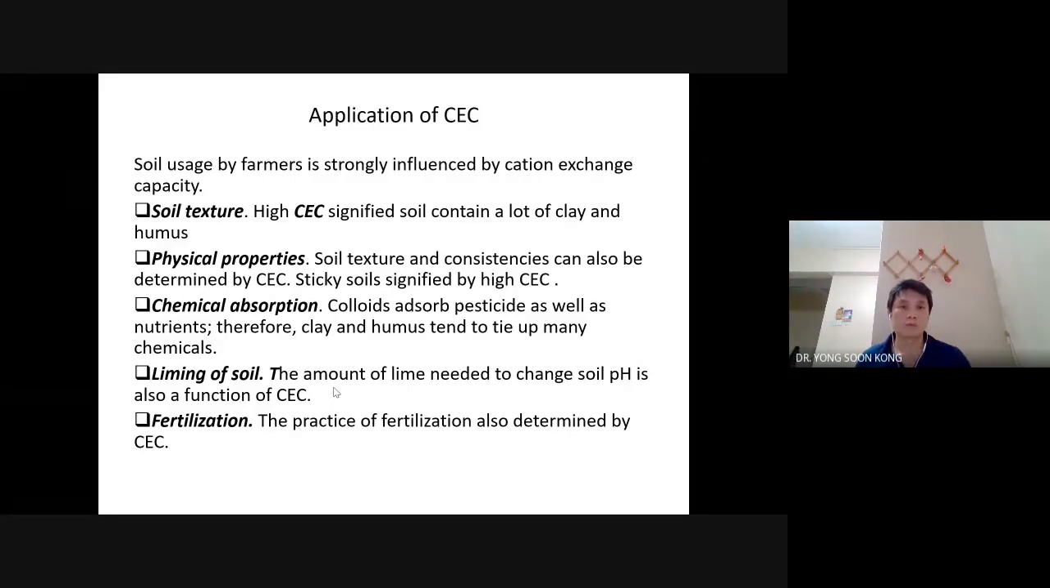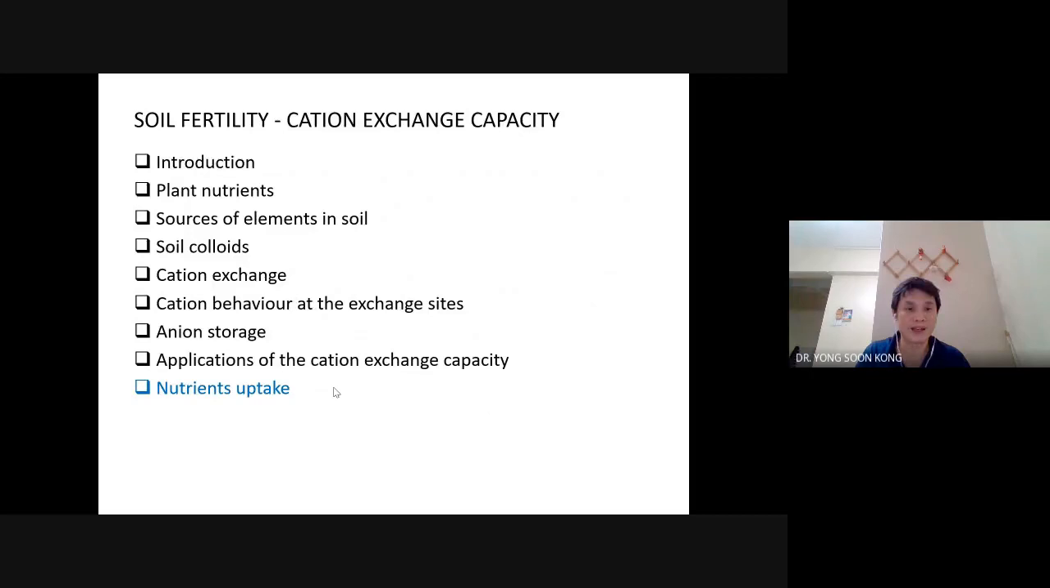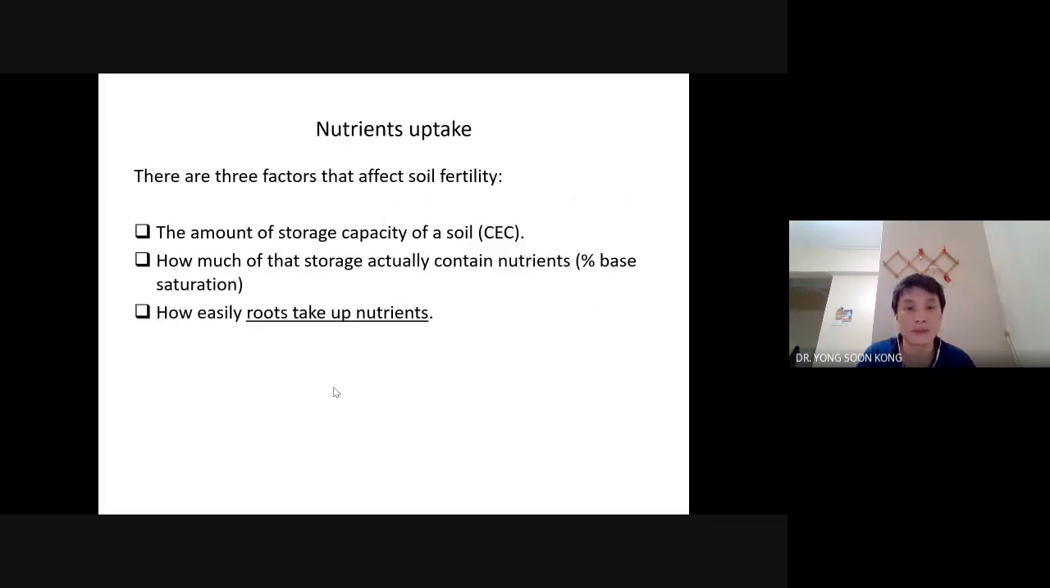Well, I think most of this I already explained to you earlier, so I don't want to explain anymore because otherwise it's redundant. So it's basically the repetition of what I explained earlier. And we go to the last one, nutrient uptake.